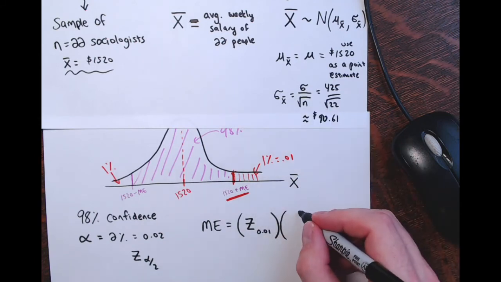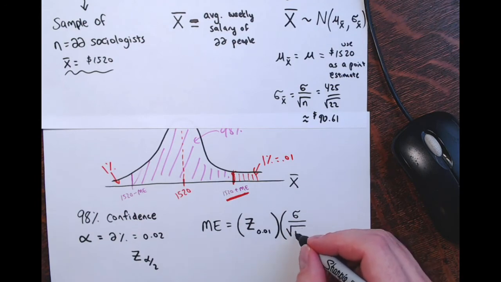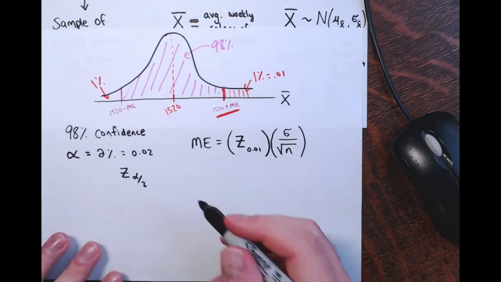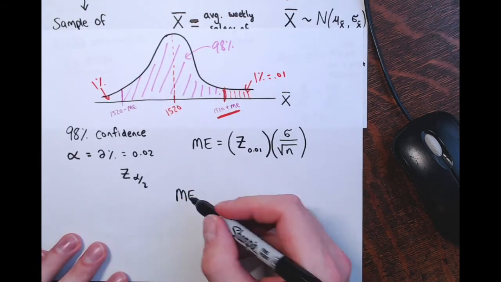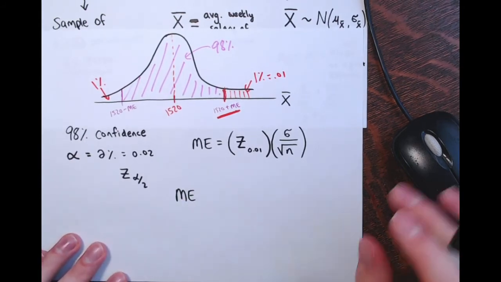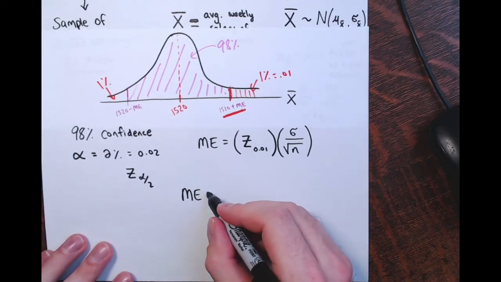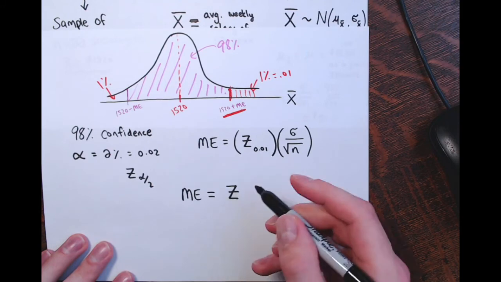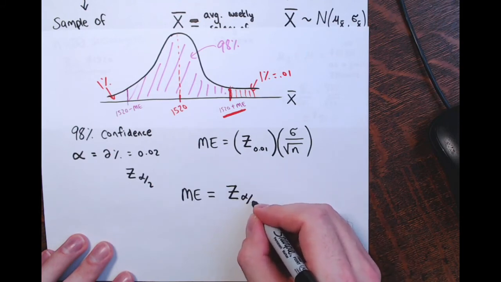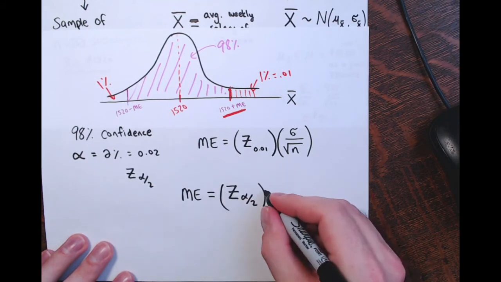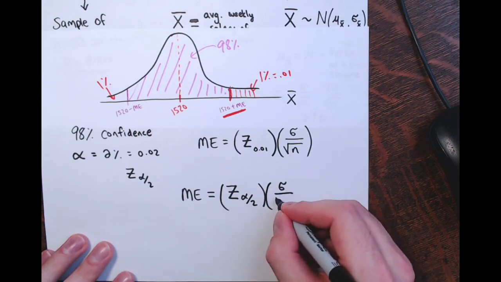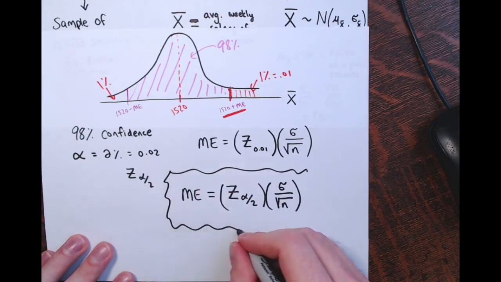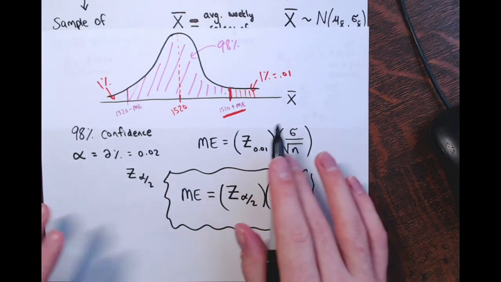And the standard deviation was this, sigma over the square root of n. And this is how you calculate the margin of error in general when you're creating a confidence interval estimate of the population mean. In general, the margin of error is your z-score with an area of half of alpha above it times the standard deviation, which is that sigma over the square root of n. I'll put this in a box here. This is huge.